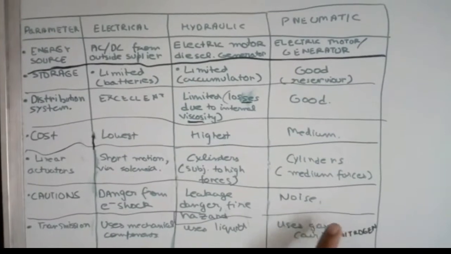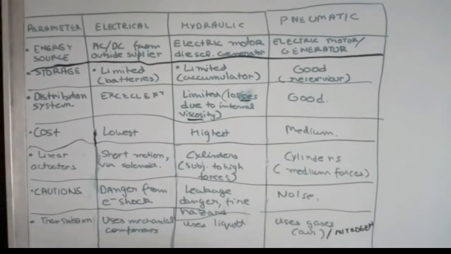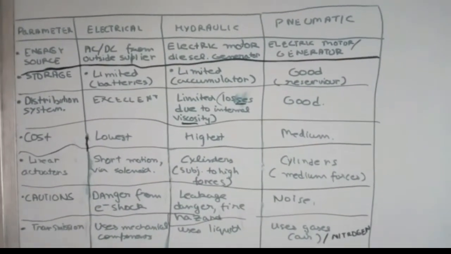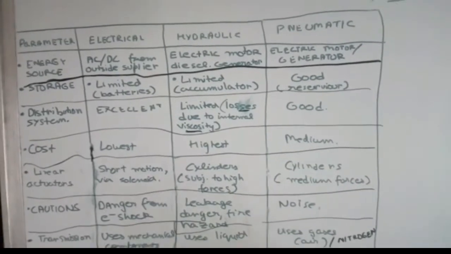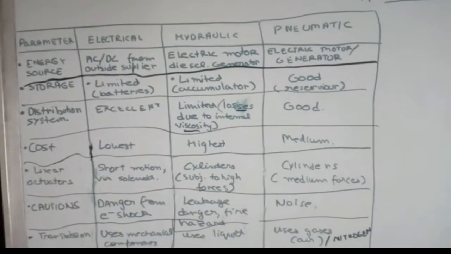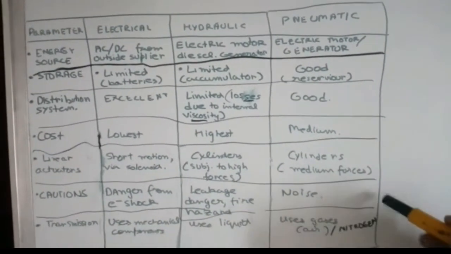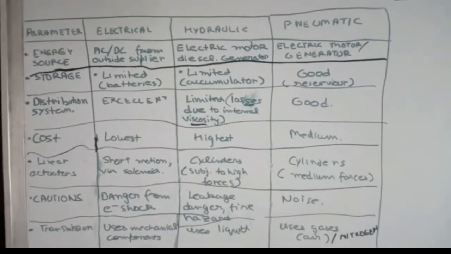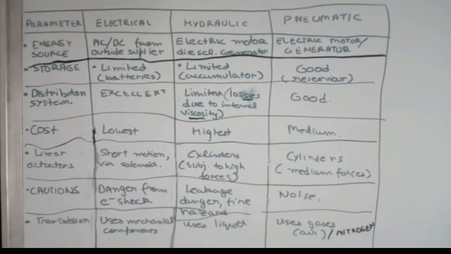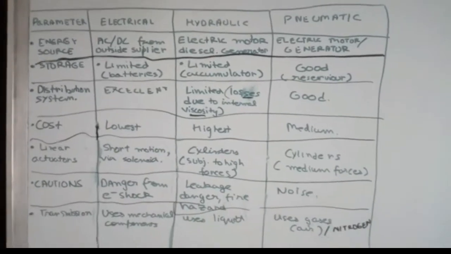In pneumatics, it is noise. You might have opened the valve of a cycle tube, so air comes out from it, very noisy. So noise is the problem, but at higher magnitude it can be very dangerous also. So noise is a caution.